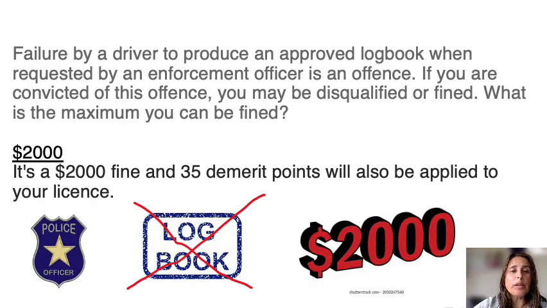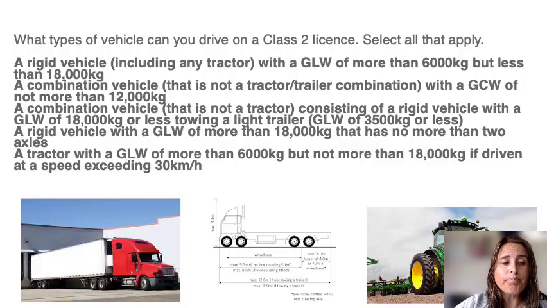Failure by the driver to produce an approved logbook when requested by an enforcement officer is an offence. If you are convicted of this offence, you may be disqualified or fined. What is the maximum you can be fined? $2,000. It is a $2,000 fine, and 35 demerit points will also be applied to your license.